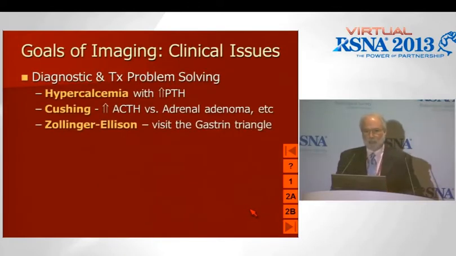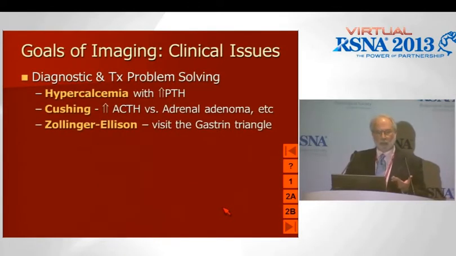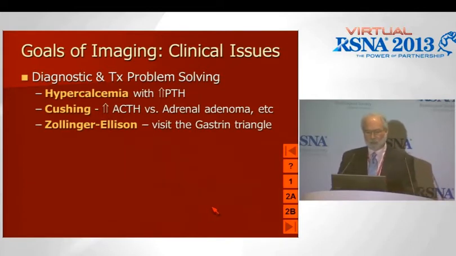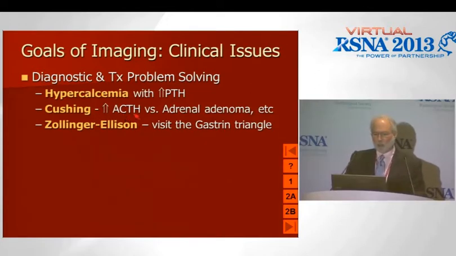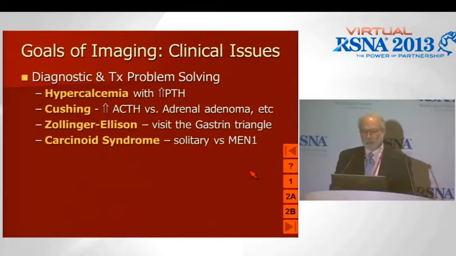So the goals of imaging in these patients is to do surveillance and also to identify patients who are affected. You have a patient with hypercalcemia who has elevated parathormone, you're worried about them having a parathyroid adenoma. You have a patient that has Cushing's disease and you want to determine whether it's due to ACTH secretion by a pituitary corticotroph tumor or whether it's related to autonomous production of cortisol by an adrenal adenoma. Zollinger-Ellison syndrome, we want to visit the gastrin triangle. Just as a question, how many of you have heard of the gastrin triangle? Okay, so that's a very easy way to remember where to look.